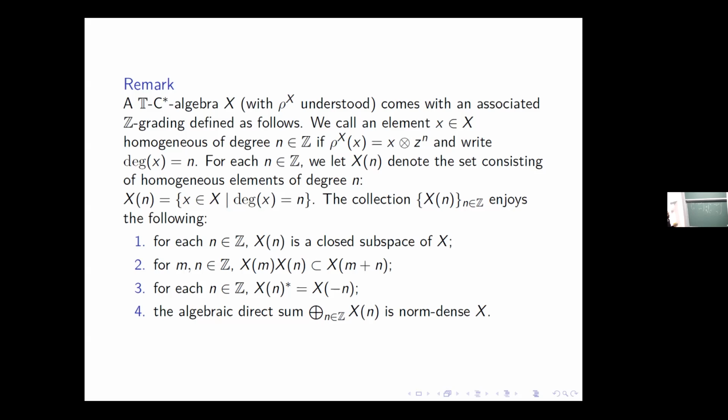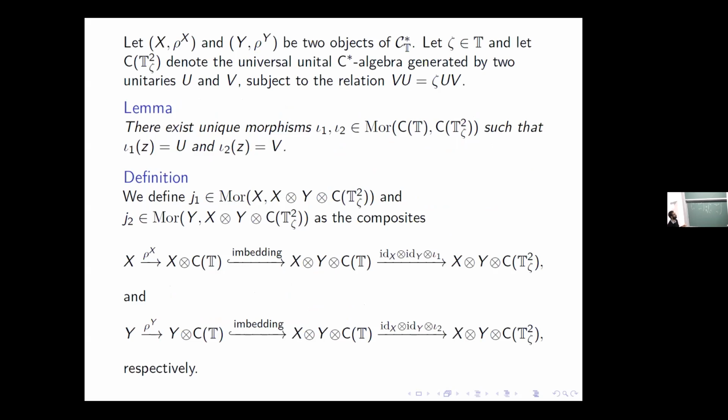This collection X_n, where n runs over Z, enjoys the following. Each X_n for n in Z is a closed subspace of X. If you take two integers m and n, and you multiply two elements coming from X_m and X_n, they land inside X_{m+n}. For each n, the adjoint of X_n is X_{-n}, and the algebraic direct sum of the X_n's is dense in X. So we will be heavily using this decomposition and the homogeneous degrees a lot.